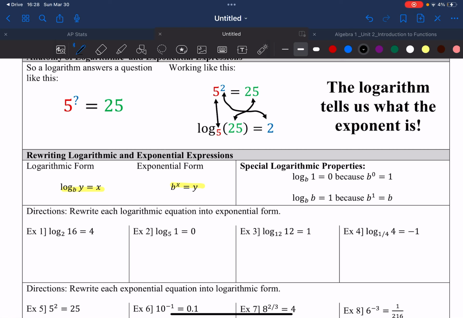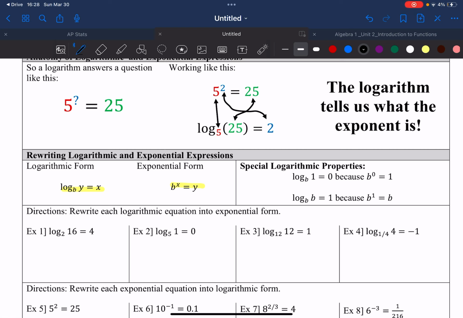Okay? So we're going to do the same thing for every single one. So this is 5 to the 0 power equals 1. This is 12 to the first power is equal to 12. And this is 1/4 to the -1 power, which is equal to 4.